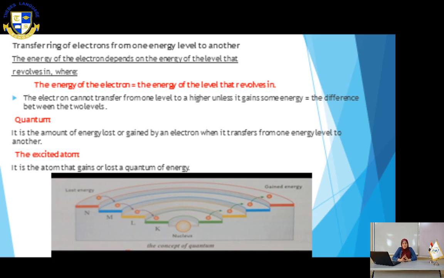So the quantum is the amount of energy that is lost or gained by an electron when it transfers from one energy level to another. And the excited atom is the atom that gains or loses a quantum of energy. Slide 11.